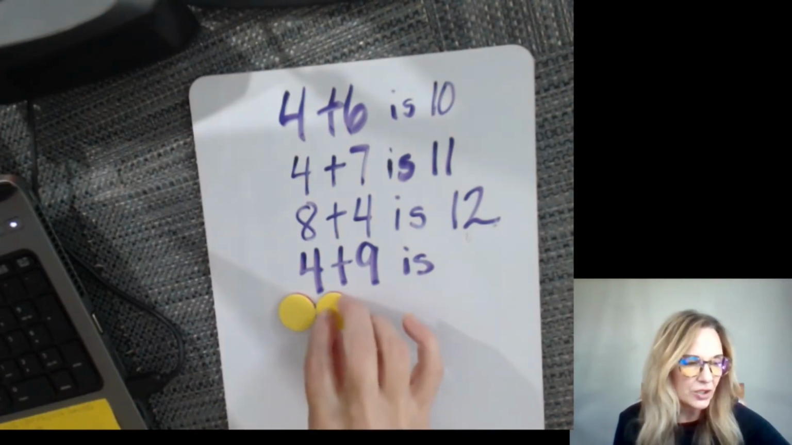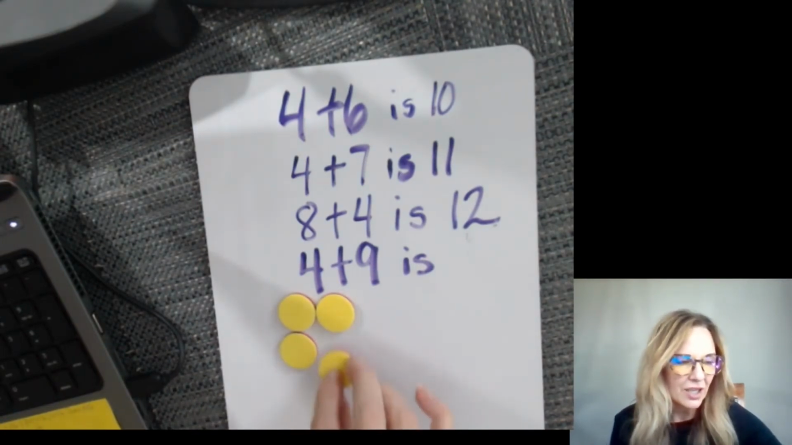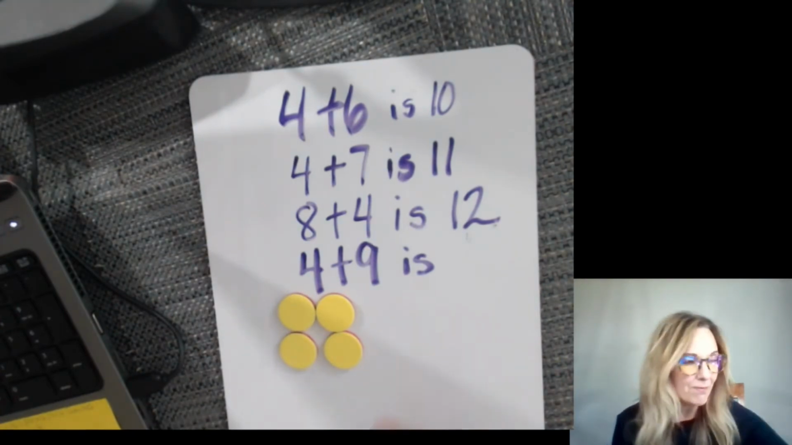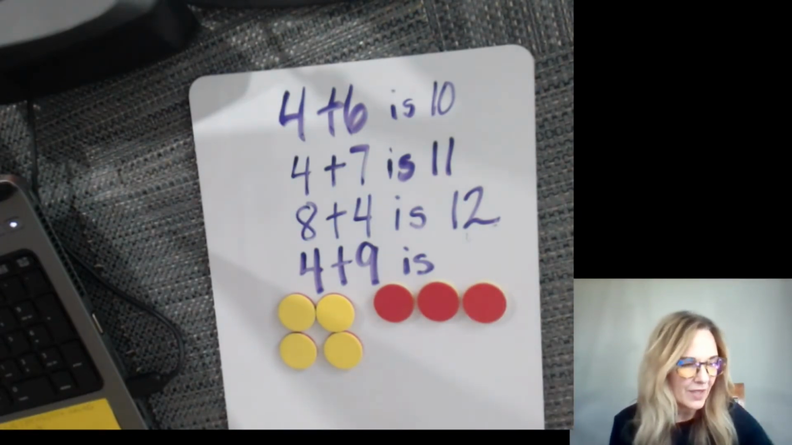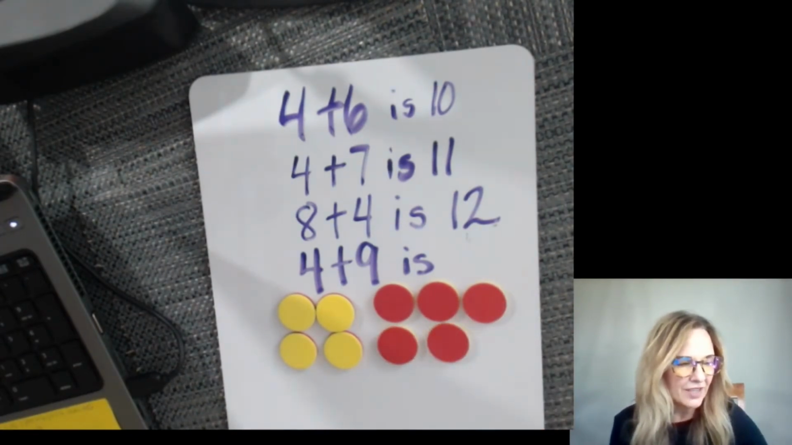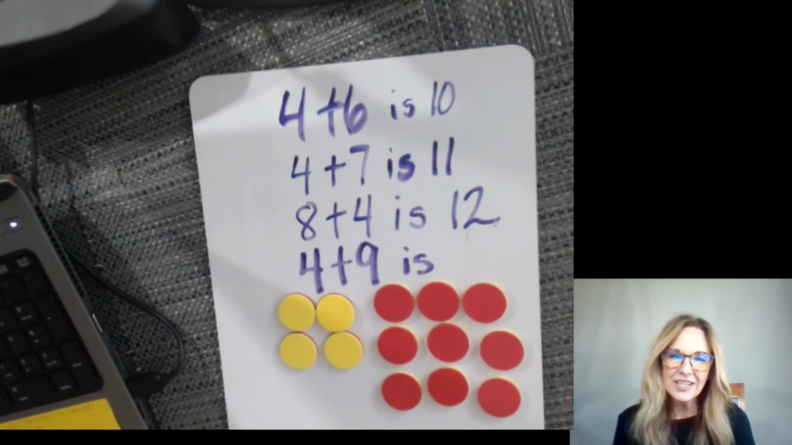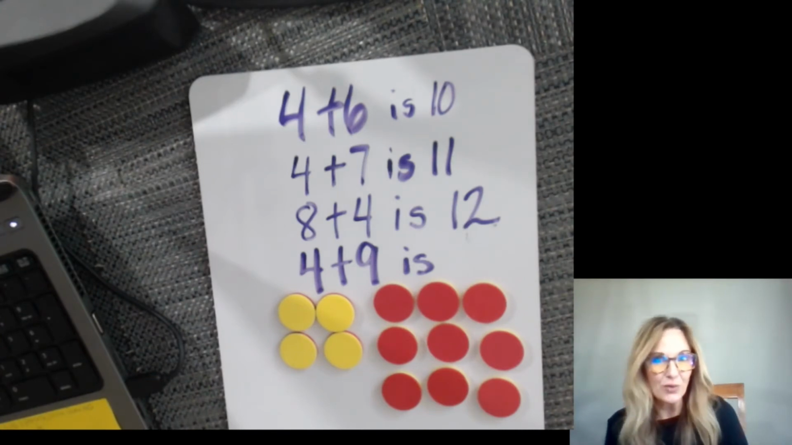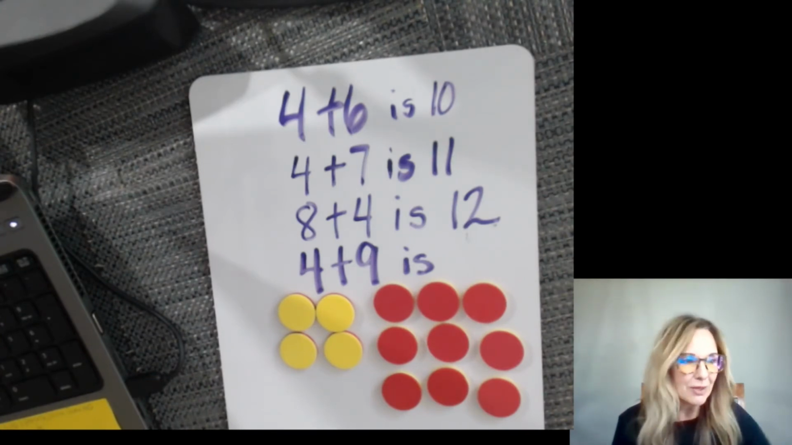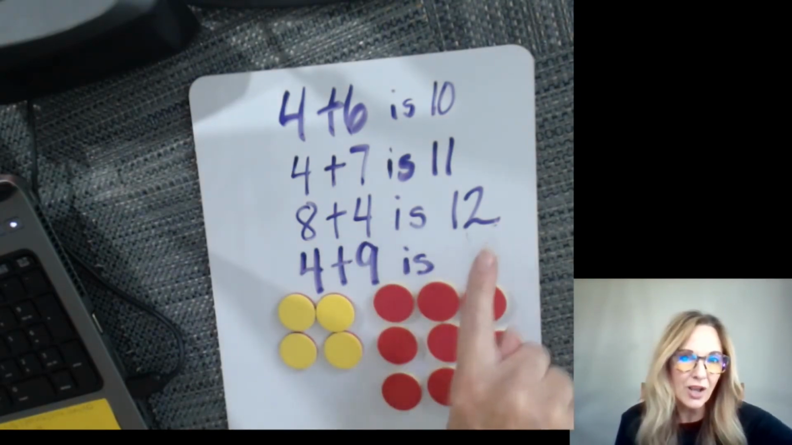1, 2, 3, 4. And let's model the number 9. 1, 2, 3, 4, 5, 6, 7, 8, 9. And now we want to find out how many we have in all. And I'm already hearing you guys tell me we should look at what we already know to figure out what we don't know. Our last problem was 8 and 4 is 12.